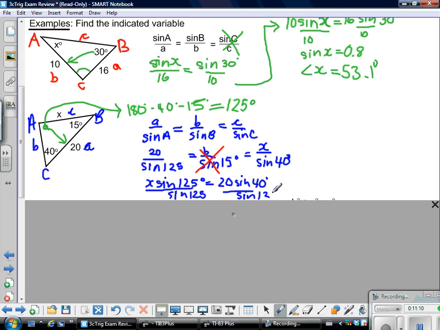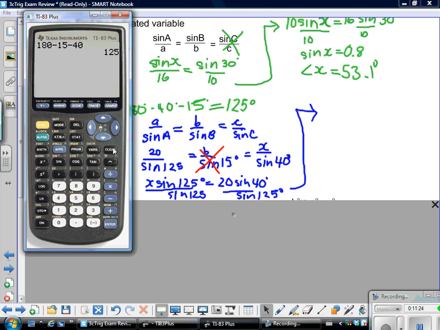Now the sines can't cross out, so even though there's a sine on the top and the bottom, you can't cross them out because the only way to separate it is with the calculator function. So again, up comes our calculator, and I have 20 times the sine of 40. I'm going to close the bracket because I'm dividing by the sine of 125. Again, I don't have to close it at the end, but I will. Okay, so I end up with 15.69, so that's going to round to 15.7. So my final answer is 15.7.